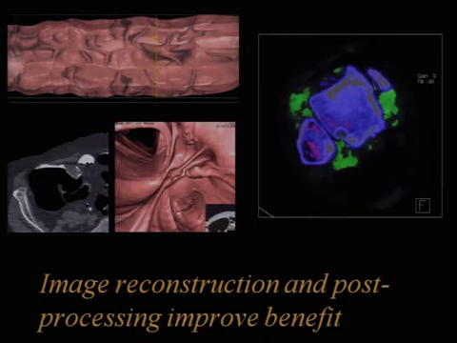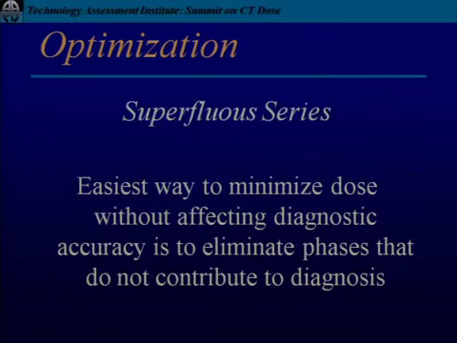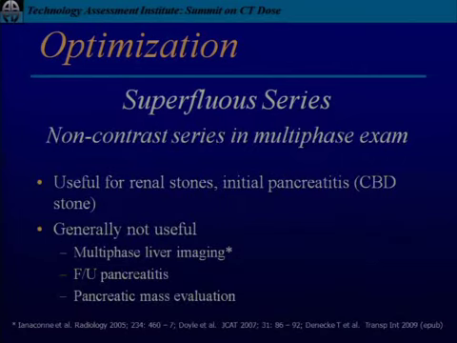In this example of a villus adenoma at CT colonography and gout at dual energy CT. So the easiest way to minimize our dose is to eliminate the phases that don't contribute to diagnosis, and that's getting rid of the superfluous series. Okay, so the most egregious ones, I think, are the non-contrast exams in a multi-phase exam. It's usually not helpful unless you're looking for renal stones or it's the initial scan for pancreatitis where you're looking for a common bile duct stone.